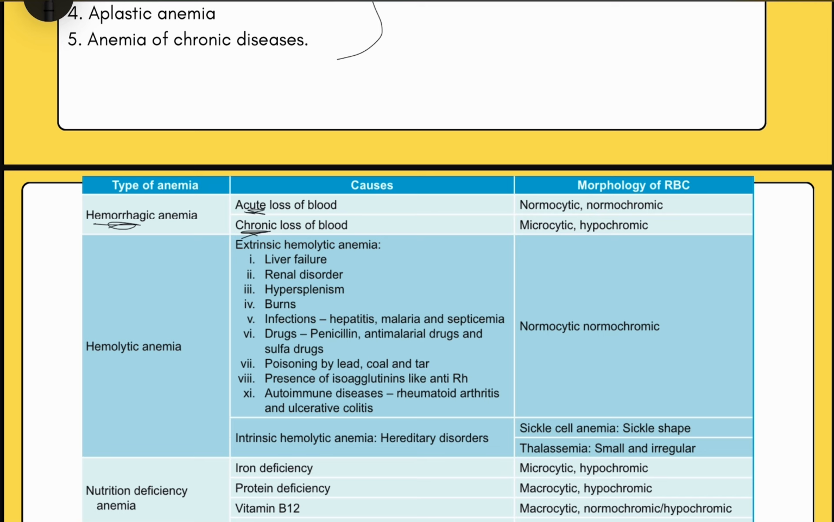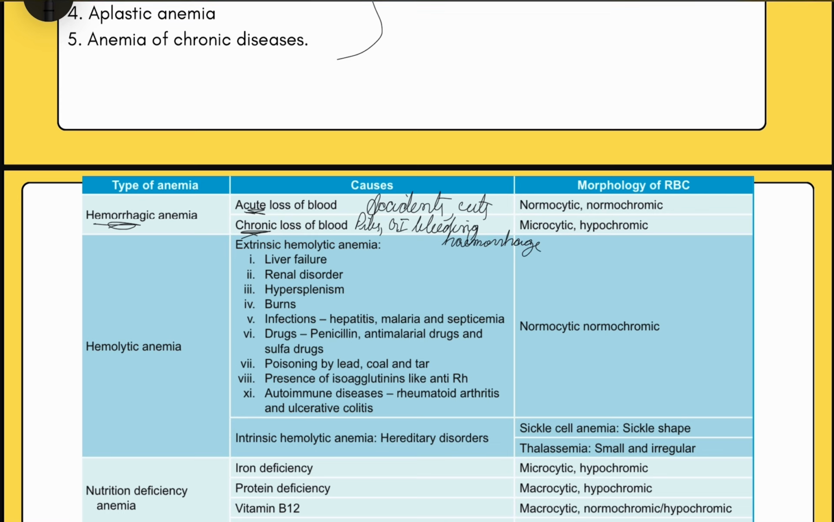Now acute loss of blood can often be seen in conditions such as accidents, cuts, injuries, etc. And chronic loss of blood can be seen in conditions, for example, such as piles, gastrointestinal internal bleeding, or any kind of internal hemorrhages, and all these conditions. There is the chronic loss of blood.